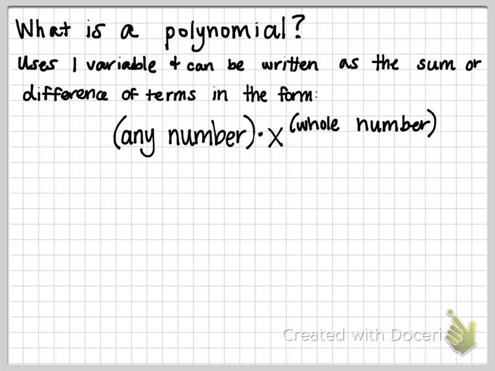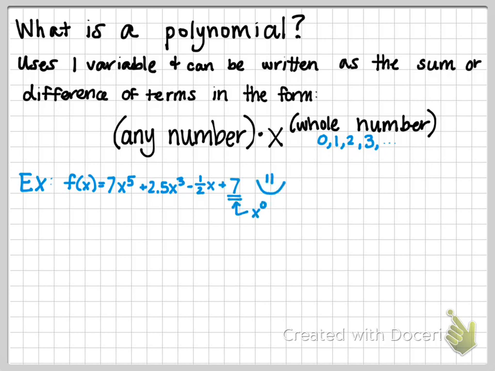And whole number, just to clarify, is anything 0, 1, 2, 3, or beyond. It's not negative numbers, though. So our variable has to have an exponent that is a 0 or positive whole number, and the coefficient or the number in the front can be anything. So for example, we can have a function f of x that equals 7x to the 5th plus 2.5x to the 3rd minus 1/2 x plus 7, and that's good as a polynomial.